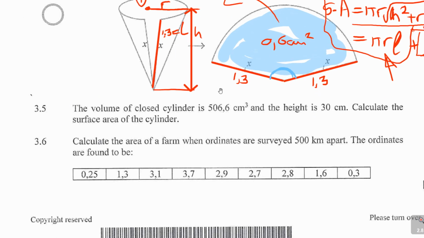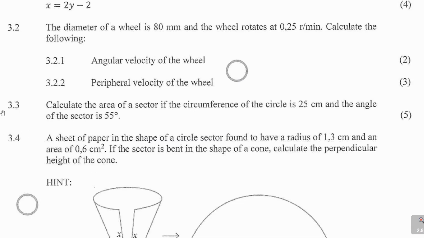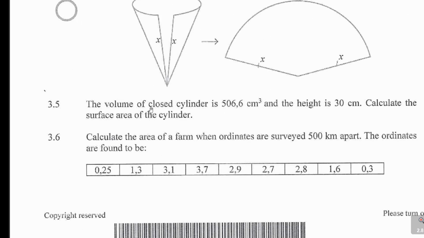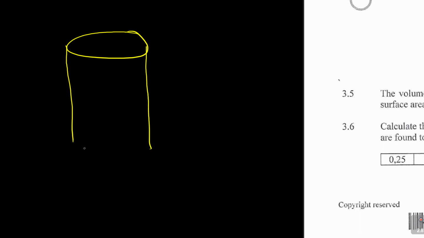Alright, now let's look at 3.5. It says the volume of a closed cylinder is that and the height is that. Calculate the surface area of the cylinder. So a cylinder is like this. When you're given a cylinder, you have got that. That's why they mentioned, you see, closed cylinder.